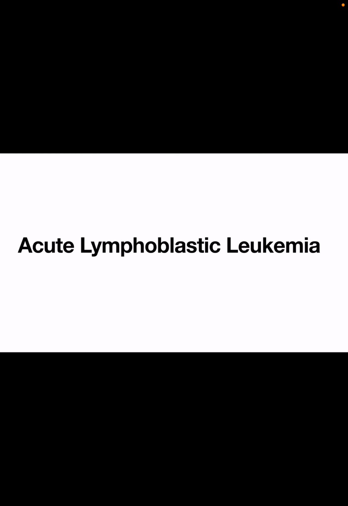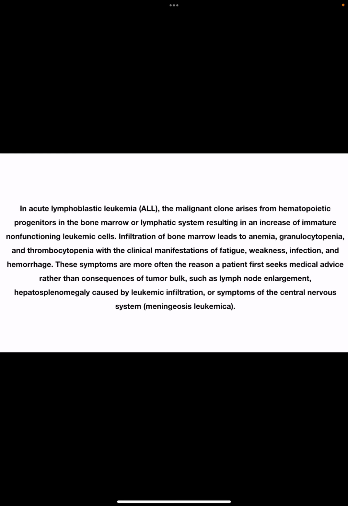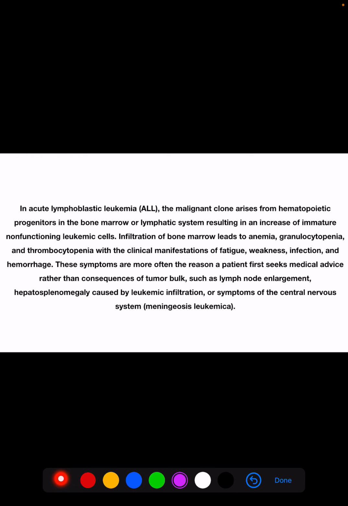Acute lymphoblastic leukemia. In acute lymphoblastic leukemia, the malignant clone arises from hematopoietic progenitors in the bone marrow or the lymphatic system. So where is this malignant clone arising? From the hematopoietic progenitors in the bone marrow or the lymphatic system. This will result in an increase of immature non-functioning leukemic cells.